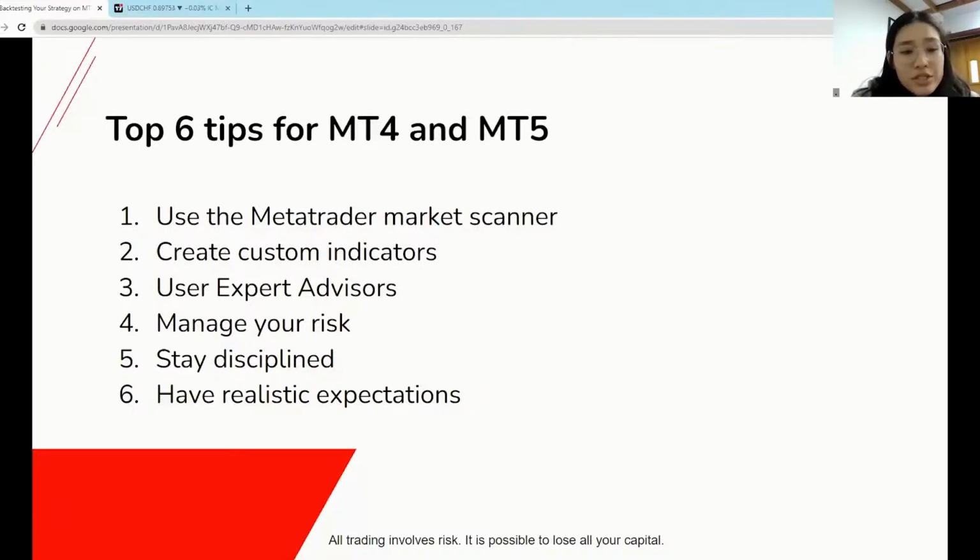Number 4, manage your risk. Risk management is a really important part of successful trading. You need to know how much risk you're willing to take on, and you need to set stop losses accordingly. This will help you to protect your capital and avoid making costly mistakes.